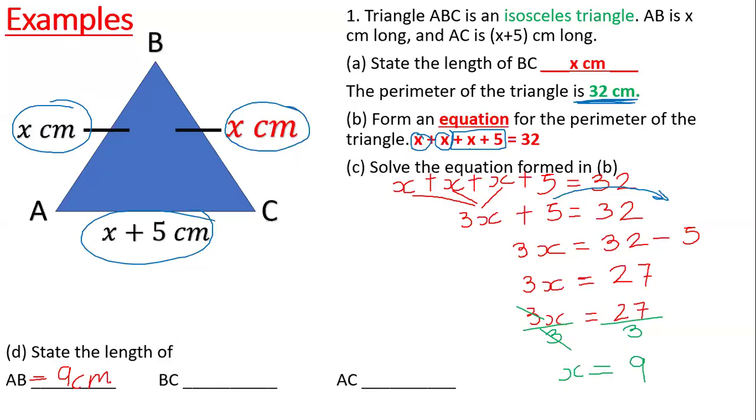Then we have BC. What is going to be the length of BC? If both of them are x's, it's going to be what? 9 centimeters. Very good. So 9 centimeters.